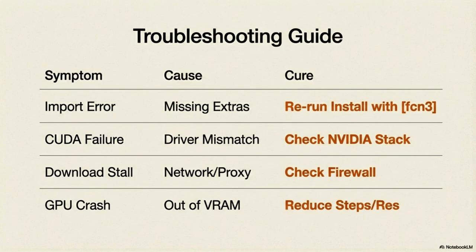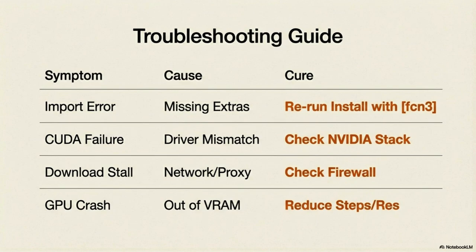Now, even with a great guide, things go wrong. Heading 11 is the troubleshooting guide. What's the usual culprit? Top of the list. Import error. You almost certainly skipped an extras group during the install. Okay, CUDA failure. Driver mismatch. Your computer's NVIDIA driver and the software's CUDA version aren't talking to each other. Data download fail. That's usually just your network, a flaky connection, a corporate proxy. Something is blocking the download.